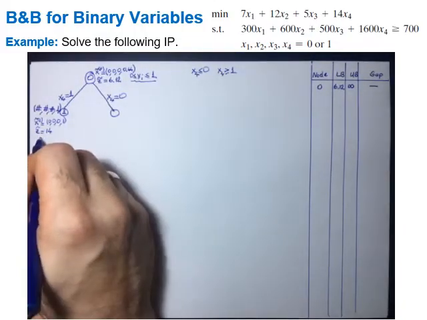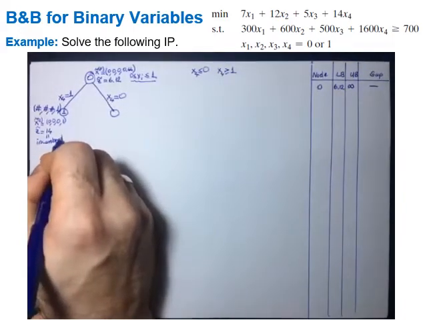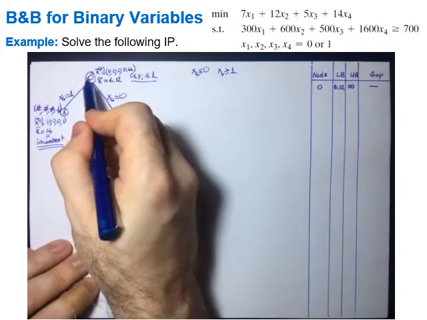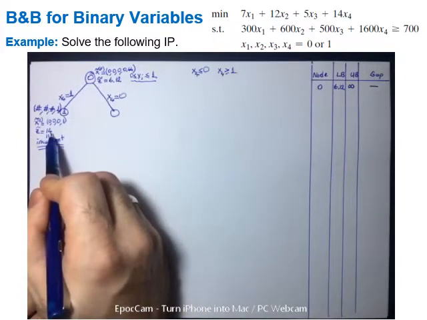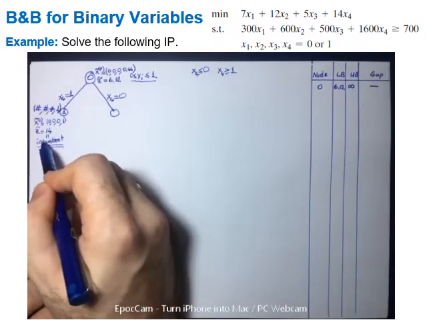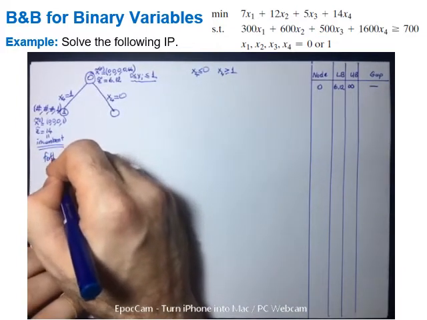What does it mean? It means that it's my incumbent solution. Okay, the incumbent means the best integer solution. Initially, it was plus infinity. Now I found an integer solution, which is 14, and this 14 is better than infinity. So therefore, this becomes my new incumbent solution. Okay, then we need to make a decision here. Shall I continue branching with this node, or shall I fathom it? And of course, we should fathom it.